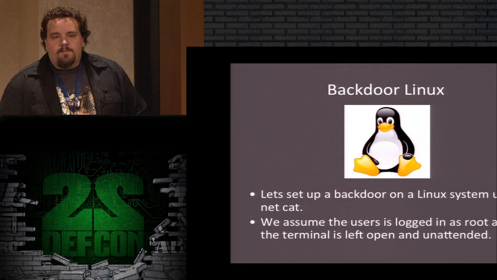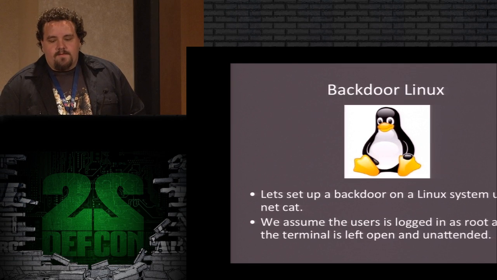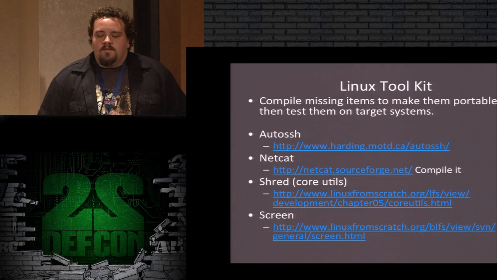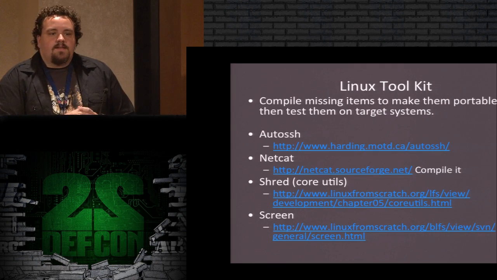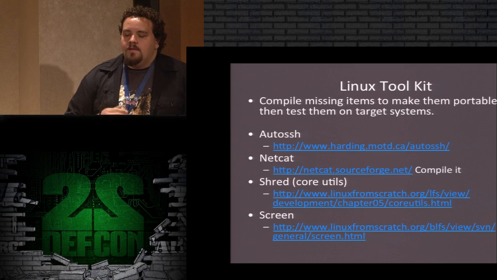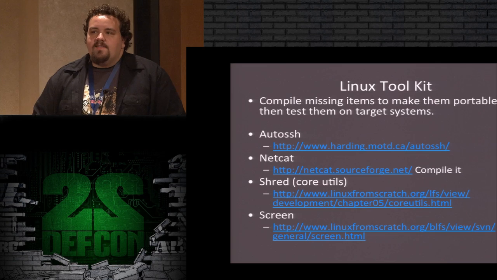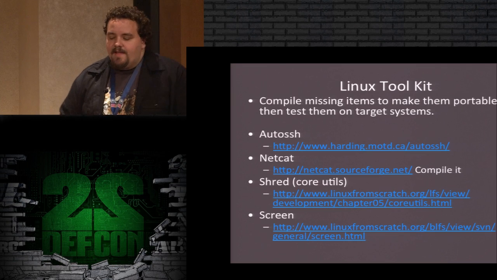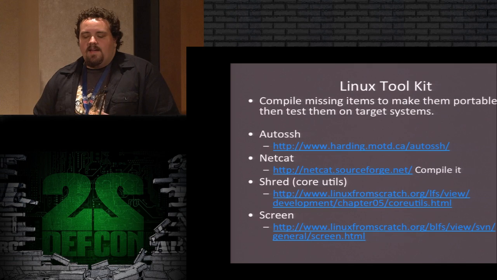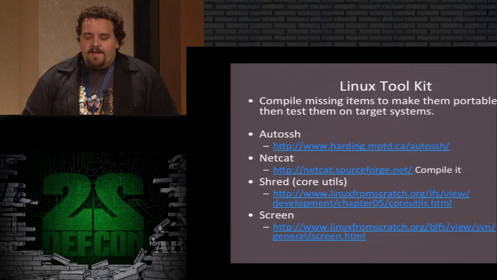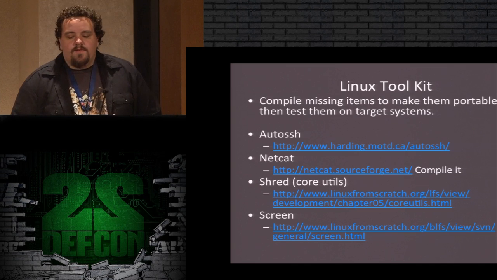So what can we do to mess with a Linux user, right? Or just a Linux console that's open. So at this point, we're going to need a Linux toolkit too. So another crucial tool is the autossh. In this case, I went out and compiled GNU Netcat. I had a little bit of trouble with it. We'll go over that later. And then Shred and Screen are kind of useful tools.